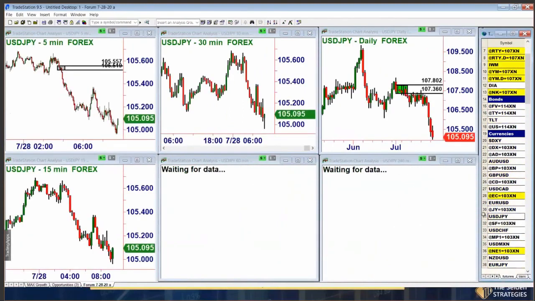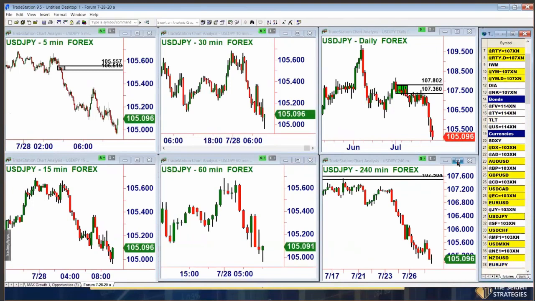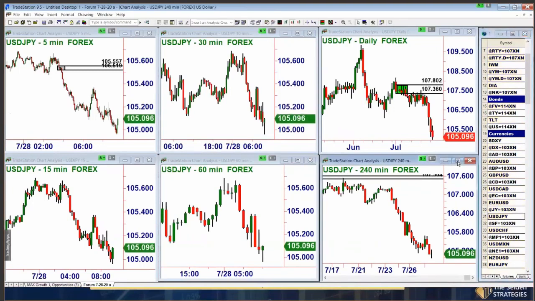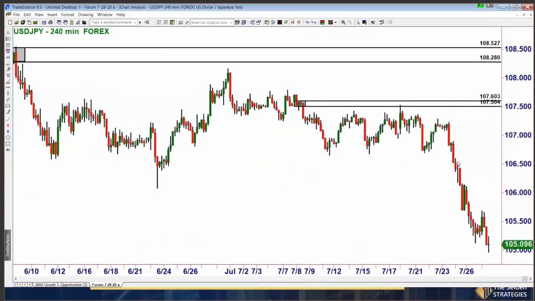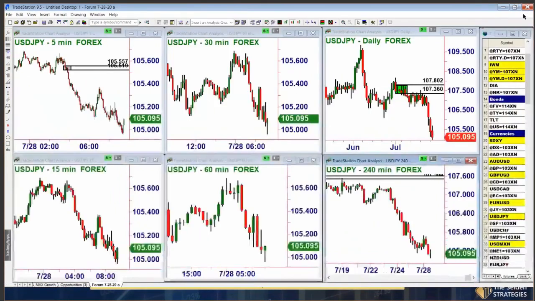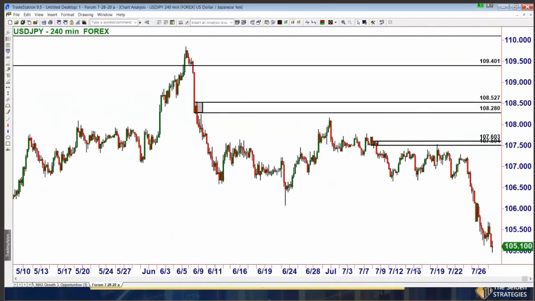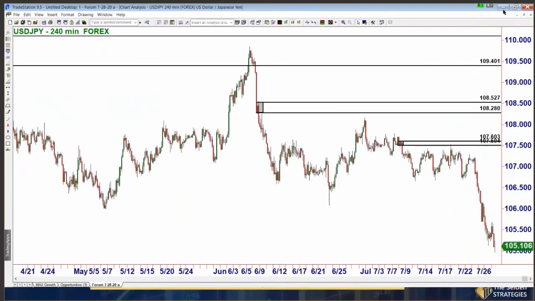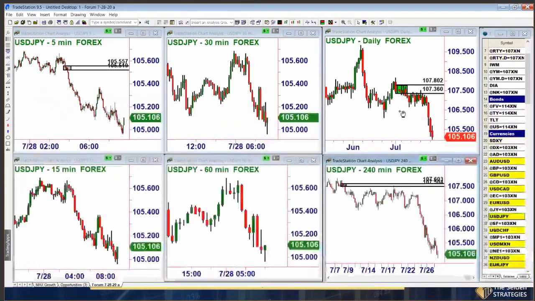Going over to the spot yen. The 4-hour, I thought we had some demand here. Let me look just below here. I thought we had a demand zone for you. No, we didn't. No, not in the yen. That's right. And not in the spot market.